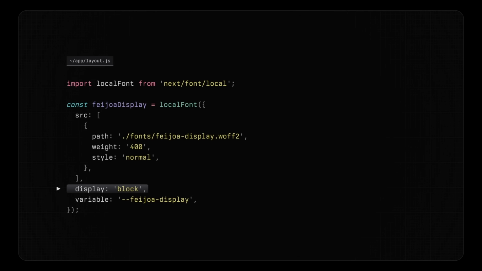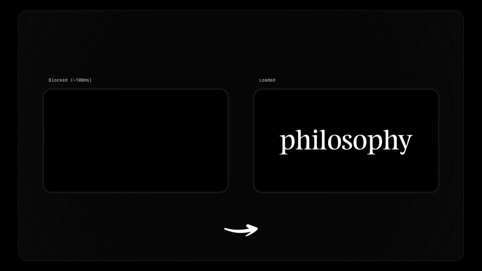So, for highly decorative web fonts, or for brands that prefer complete control over their typographic expression, you can prevent this behavior by adding the display block property. In this case, the type will be blocked until the web font fully loads the first time, which is fine because Next.js static assets load incredibly fast.